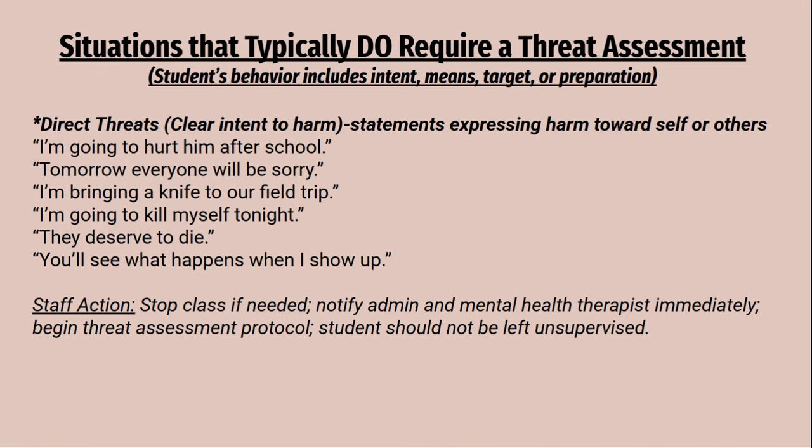What the staff can do is remain calm and take the statement seriously, stop instruction or class activities if necessary to address the concern, notify administration and the student's mental health therapist immediately, follow the school's threat assessment and/or suicide risk assessment procedures, gather information and document exactly what was said or observed, ensure the student is not left unsupervised while appropriate staff respond, and follow the school protocols regarding parent notification, safety planning, and emergency response.